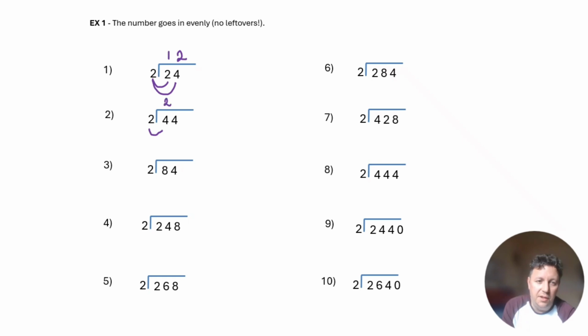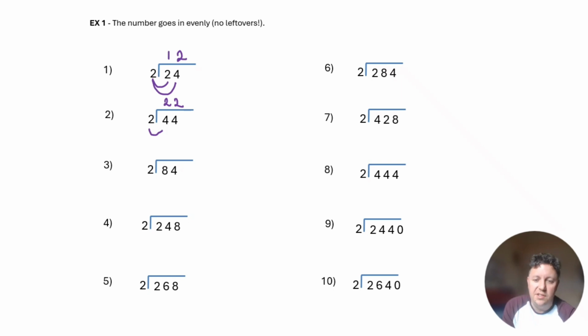There are 2, and again there are 2 in there. So 44 divided by 2 would be 22. Just referring back to the first question, 24 divided by 2 would be 12. And I would think at this point most children would be able to do this because we're effectively halving.